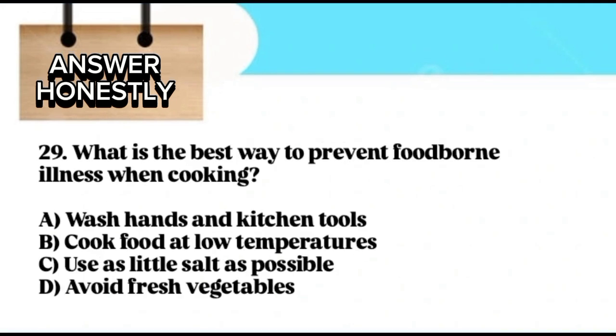What is the best way to prevent foodborne illness when cooking? A. Wash hands and kitchen tools. B. Cook food at low temperatures. C. Use as little salt as possible. D. Avoid fresh vegetables.